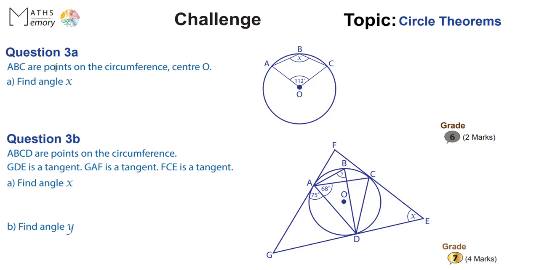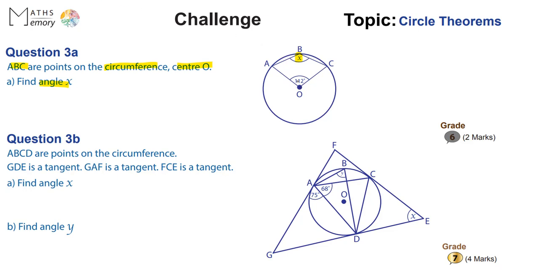Now A, B and C are points on the circumference of this circle, center O, and we want to find out angle X. So X is over here. How do we find this out? This is kind of tricky really, but the answer is in the question. It's really looking at you.